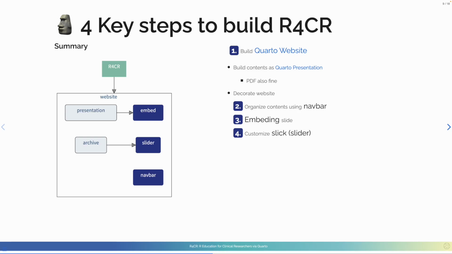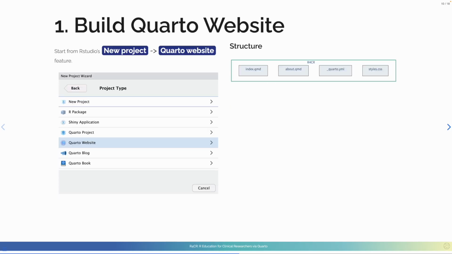Then I decorated the website with these tricks that I will explain later. So, how to make a Quarto website? It is the easiest part of today's talk. You just need to use RStudio's project with Quarto website, but not blog. And after this step, the structure of R4CR looks like this.